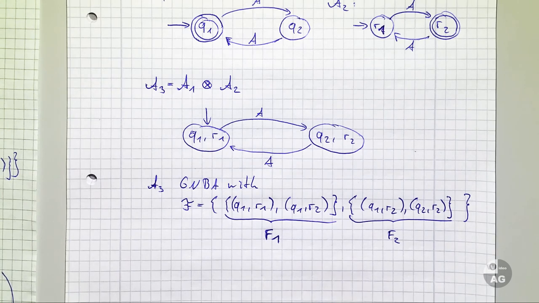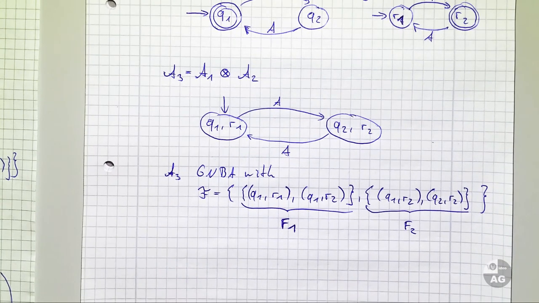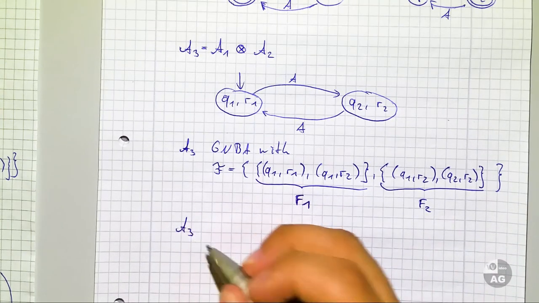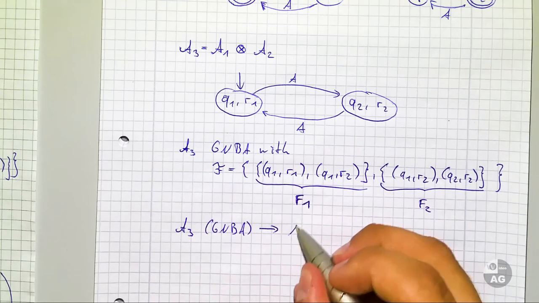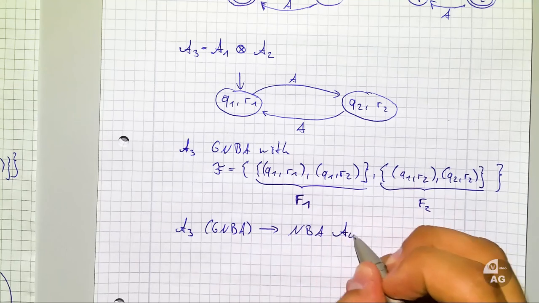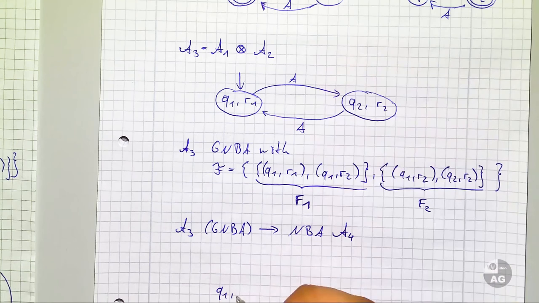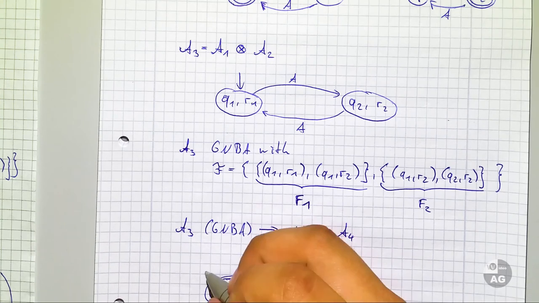Okay, but now we're not happy with our GNBA. We want an NBA, so let's apply the reduction from GNBA to NBA that we have seen before. So we basically take A3, the GNBA, to an NBA A4. And the NBA would look as follows. So we start in the initial state of the GNBA, namely Q1, R1, and in the first component. Okay, this is our initial state.